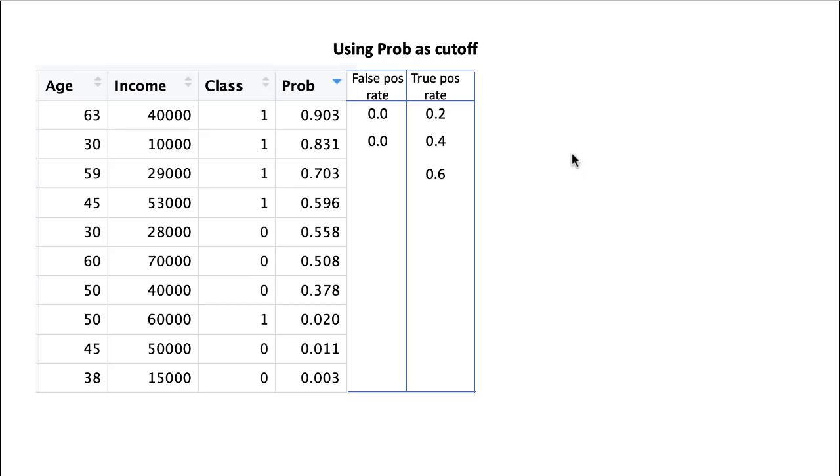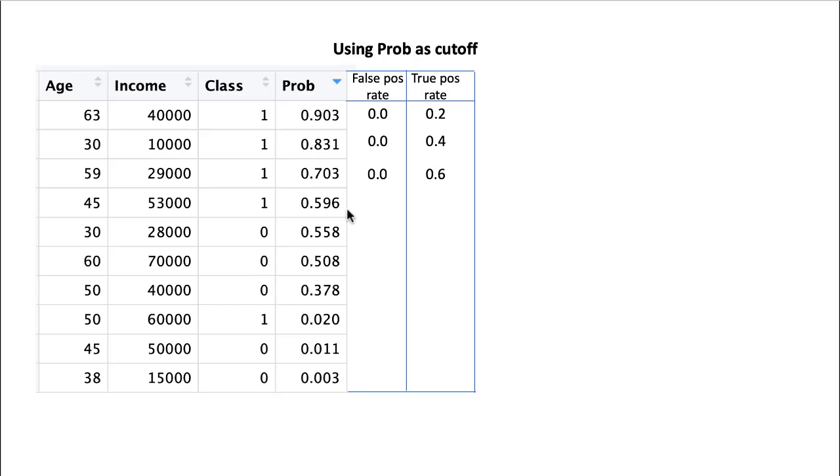Okay, so we go on like this. If you do a cutoff of 0.703, once again, all of these 3 will be classified as 1, and they are indeed 1. Therefore, your true positive rate is 0.6, 3 out of 5. Still, we have not done any false positives because all the remaining guys are going to be classified as zeros, right? So none of the actual zeros will be classified as 1. So the false positive rate still remains as 0.